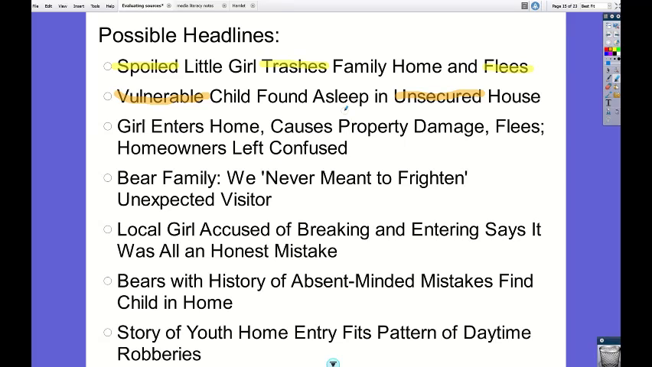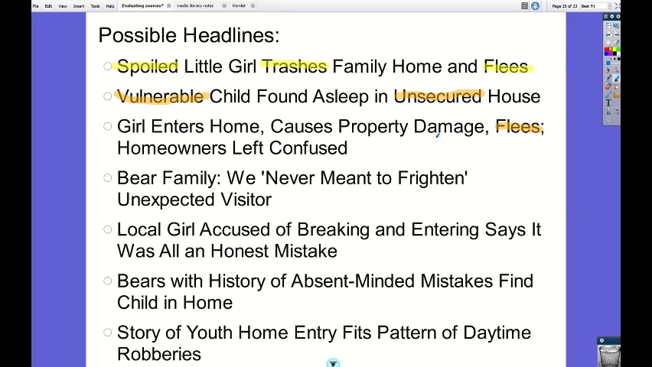And again, is it true that the child is vulnerable? Yeah. Is it true that it was an unsecured house? Absolutely. But that wording is kind of leading towards one particular interpretation of events. The third one is probably the most neutral of these, at least in my opinion. There are a couple things that we discussed in class that could be considered biased or slanted. Girl enters home. Okay, that is as neutral as can be.